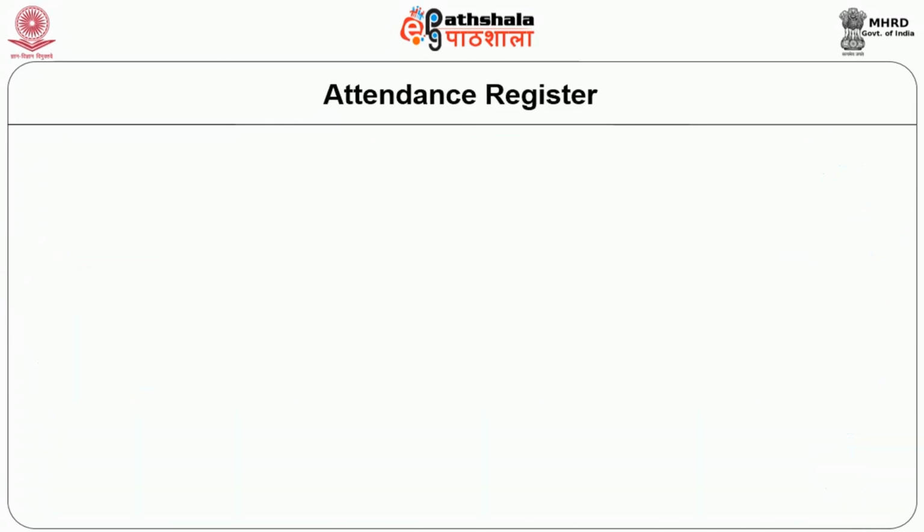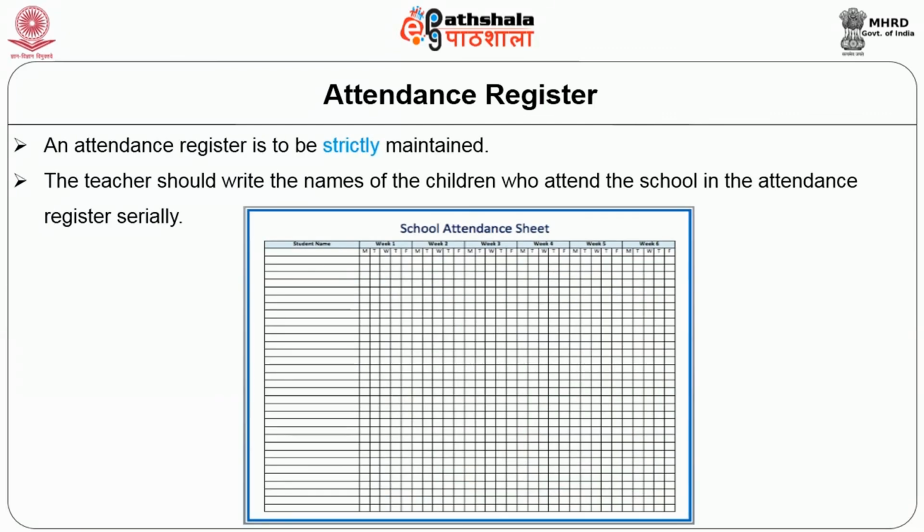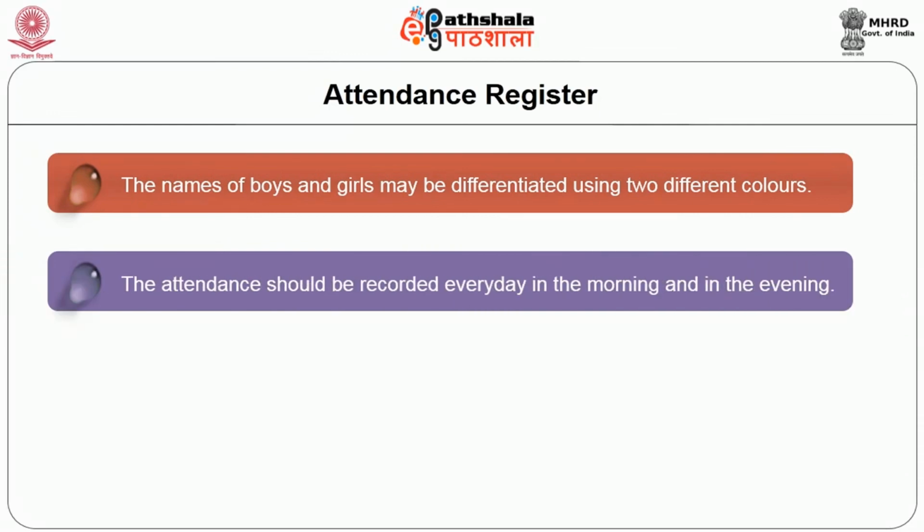Moving on to the records of administration, the first one is the attendance register. The attendance register is to be strictly maintained. The teacher should write the names of the children who attend the school in the attendance register serially. The names of boys and girls may be differentiated using two different colors. The attendance should be recorded every day in the morning and in the evening.